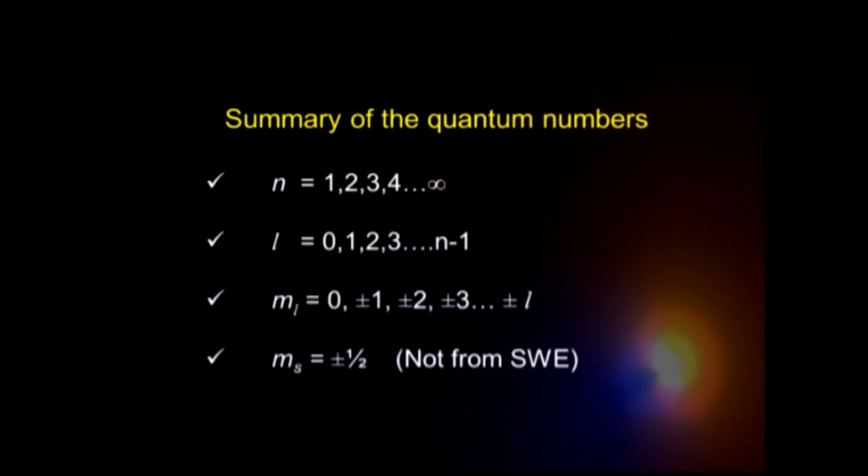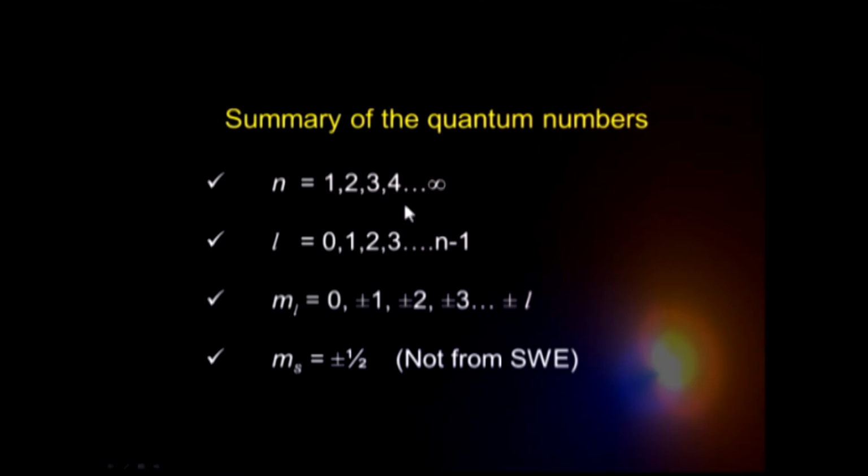Let's understand that. And before we continue there, let's put them together, so that we can recall that n has a value of 1, 2, 3, 4 up to infinity. l has a value of 0, 1, 2, 3 up to n minus 1, and ml, the magnetic quantum number, has a value of 0, plus minus 1, plus minus 2 up to plus minus l.